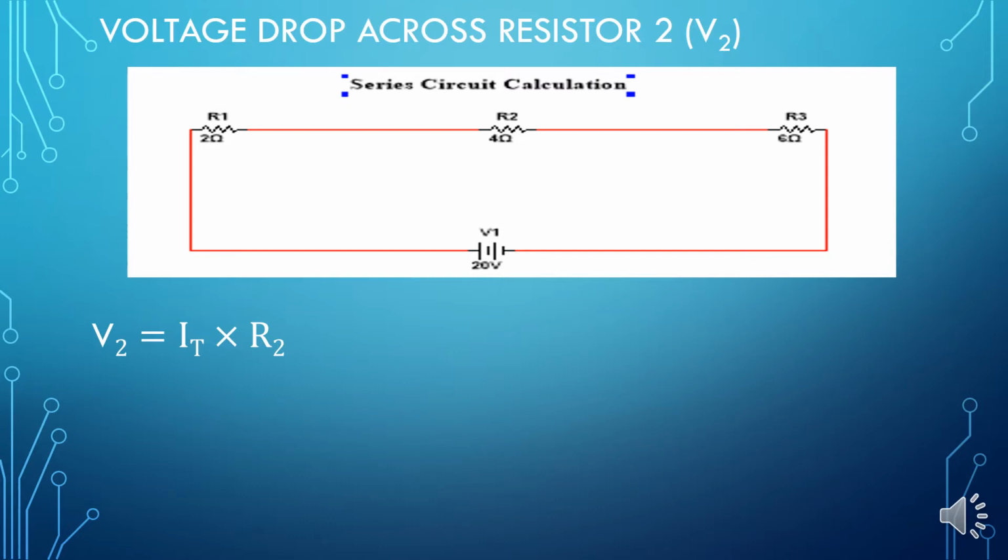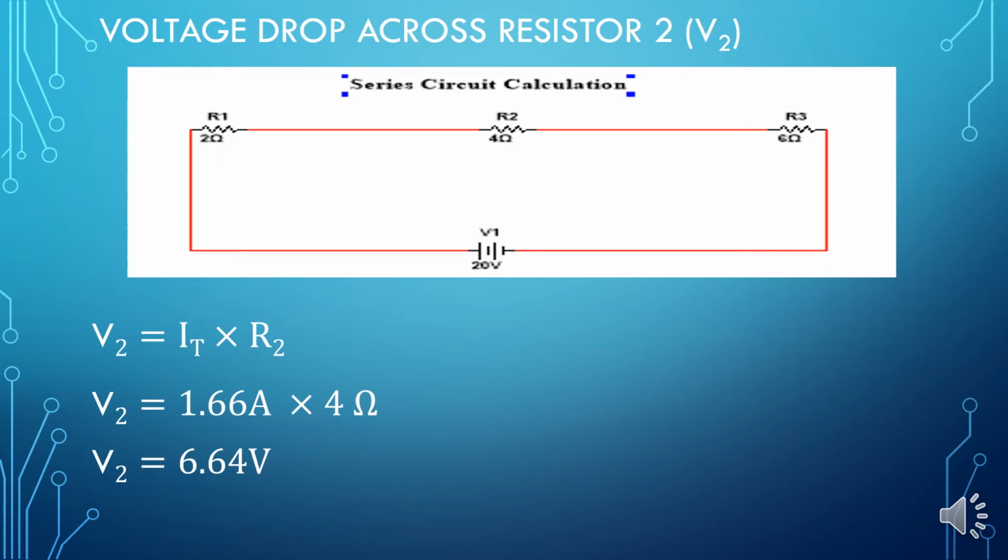In this case, we want to find the voltage drop of resistor 2, so therefore V2 for the voltage drop at resistor 2 is equal to IT times R2. Once we have substituted these values, IT we had found to be 1.66 amperes and R2 we have as 4 ohm. Once we have done this multiplication, our answer will be 6.64 volts.